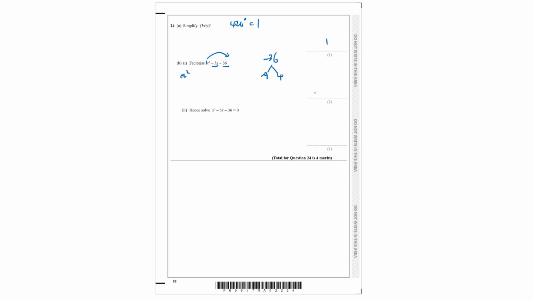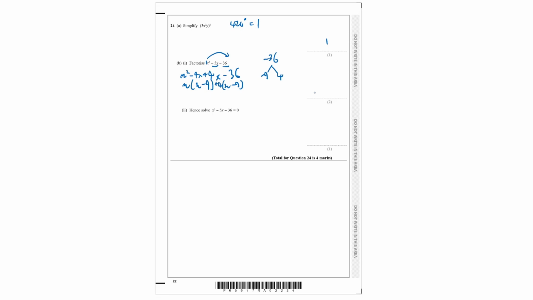We can write this as x squared minus 9x plus 4x minus 36. And notice how negative 9x plus 4x is still equal to negative 5x. We can then factorize, so we have x squared minus 9x, that's x into x minus 9. And we can write here x minus 9. So negative 36 divided by negative 9 is positive 4.